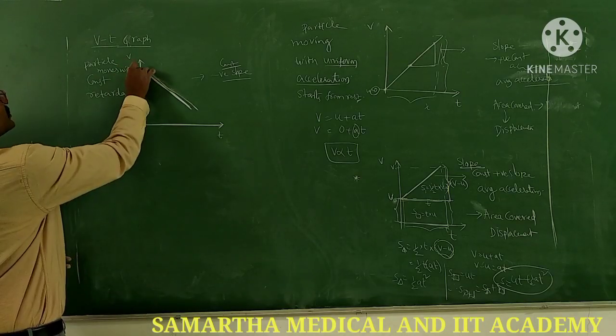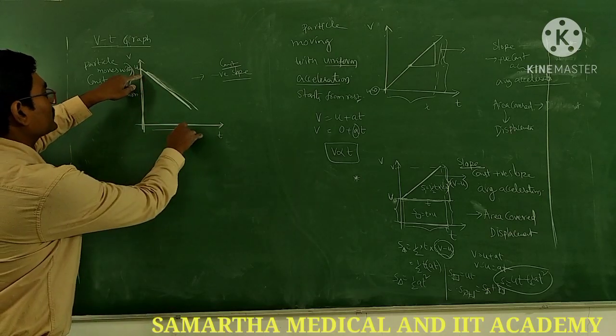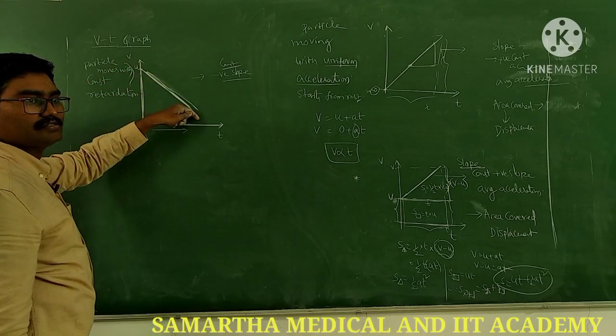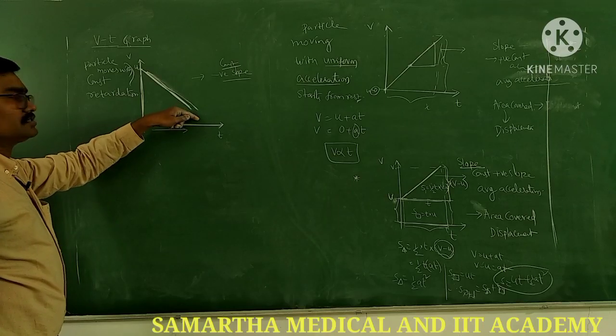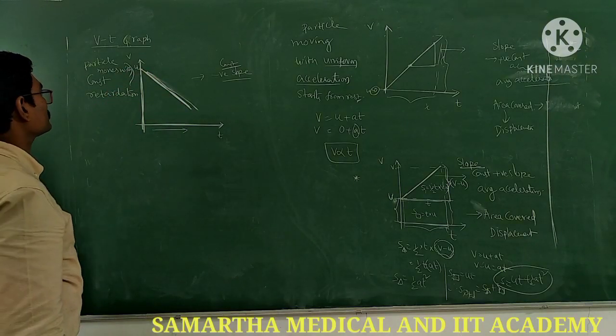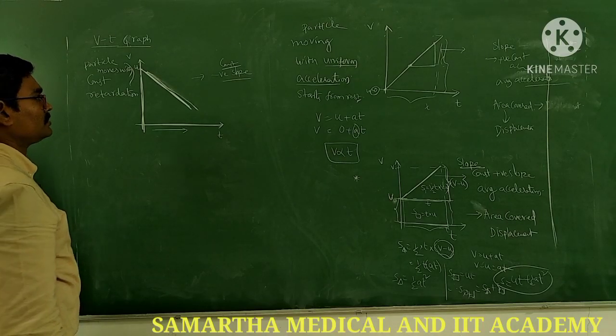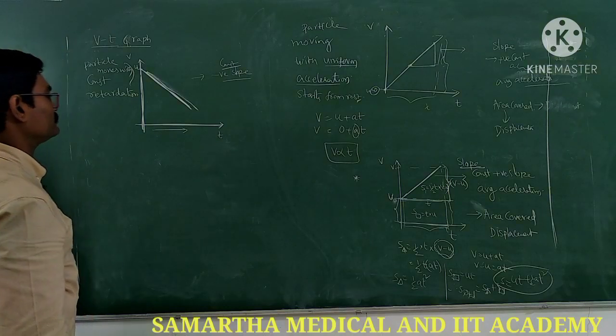Some initial velocity is there, u. What happened? As time increases, velocity is decreasing. So you will get the graph like this. Constant retardation, right? Negative slope.